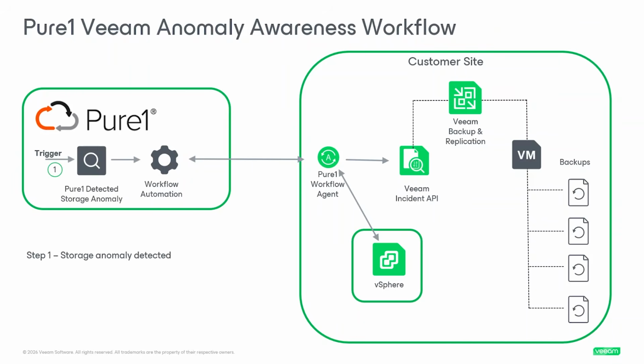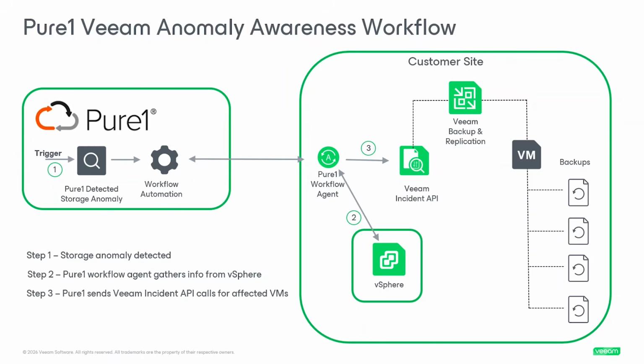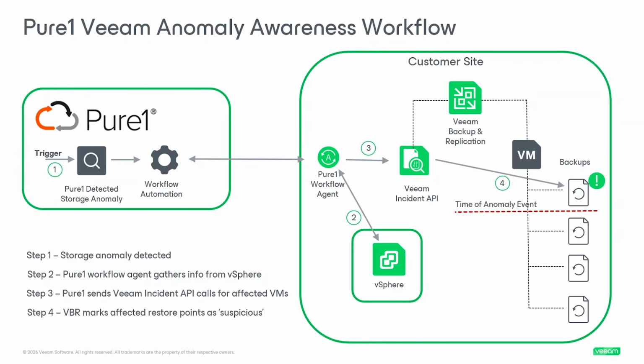If we walk through the steps in the workflow, a data reduction rate drop occurs. Let's say that's the anomaly. It then tells the agent to gather information from vSphere to identify the impacted virtual machines. It sends Veeam Incident API calls for all impacted virtual machines, and Veeam will mark all of the restore points from the time of the anomaly forward as suspicious.